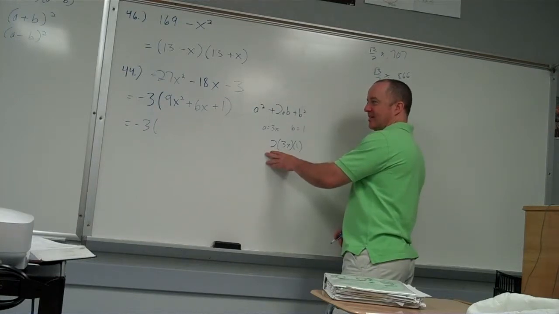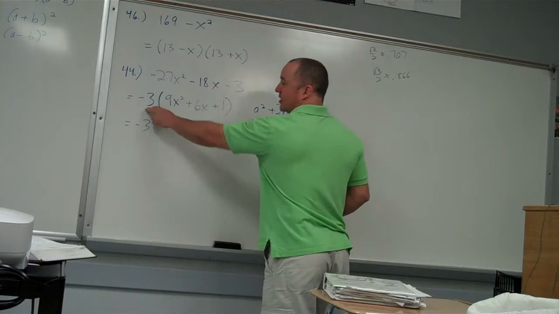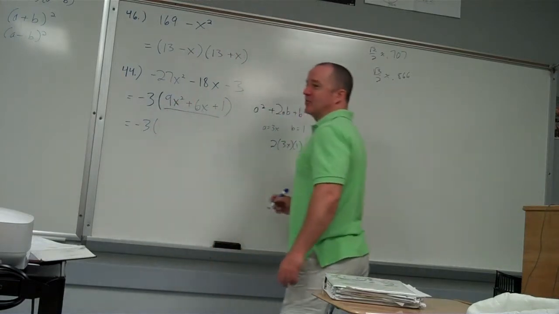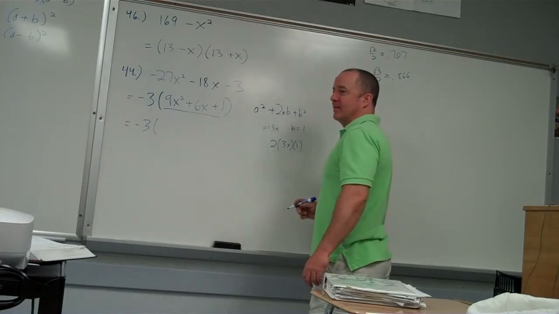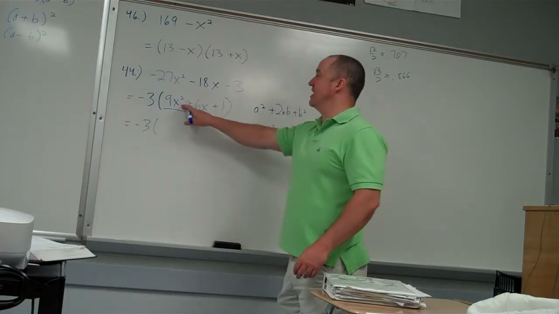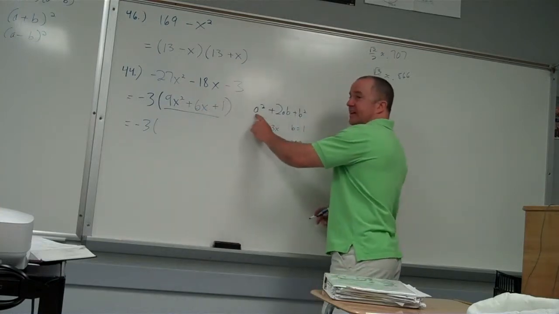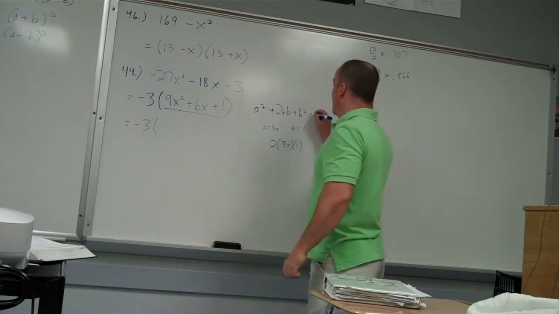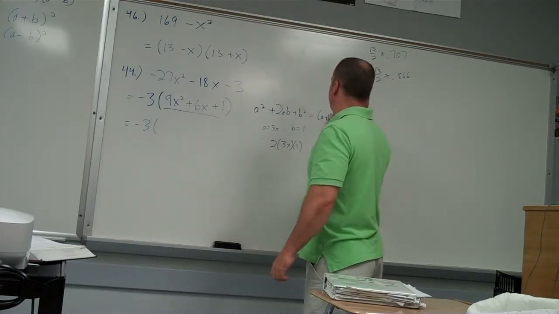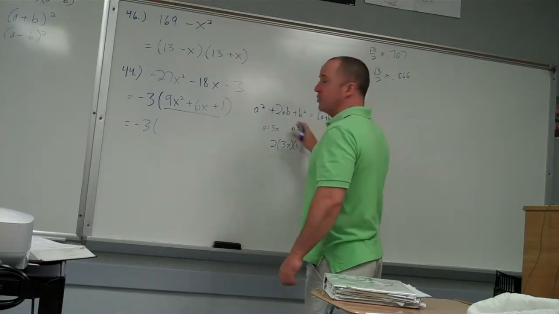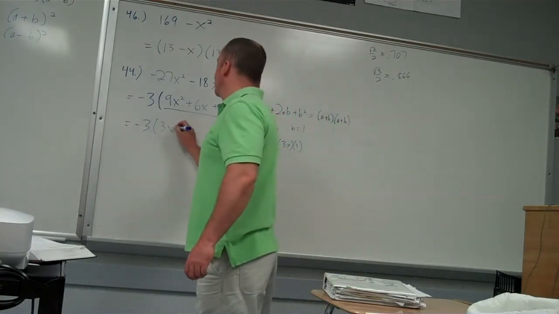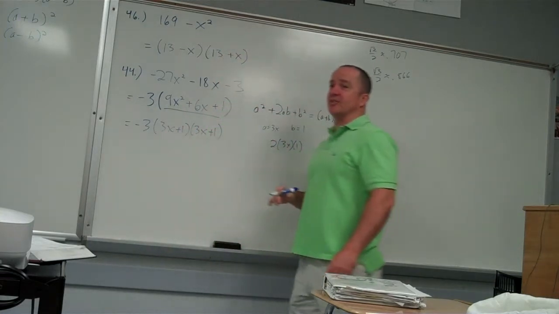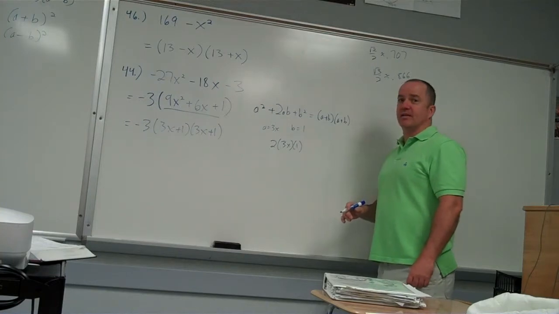So what's 18? The 18 was before we took out the minus 3. We're just looking at this part after we pulled the minus 3 out. What we're trying to do is see if 9x squared plus 6x plus 1 can be the same as a squared plus 2ab plus b squared. The reason why is because this breaks down to a plus b times a plus b. So if this works, which it does, this breaks down to 3x plus 1 times 3x plus 1, and this is fully factored.